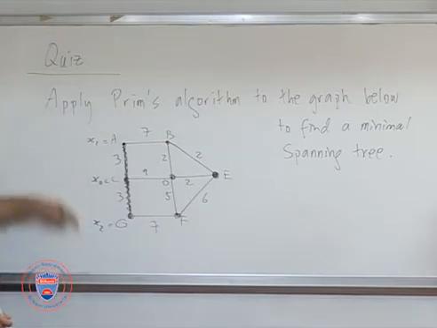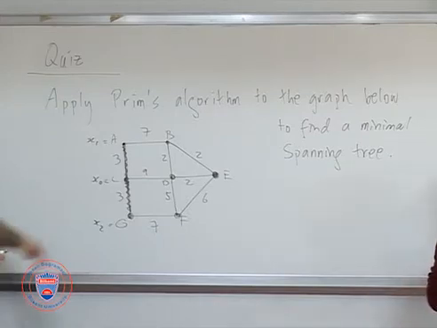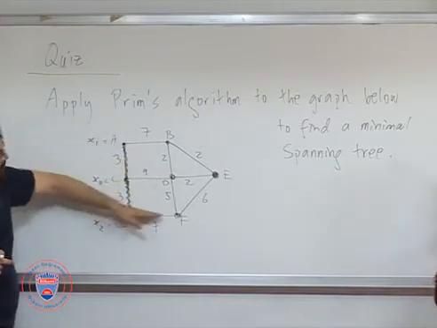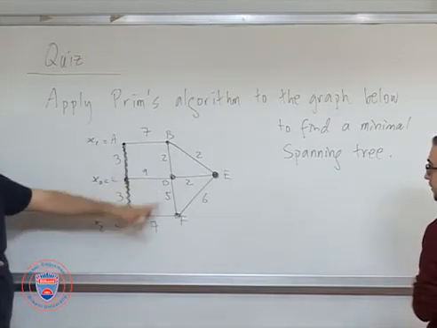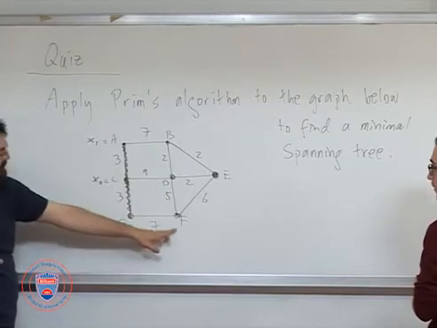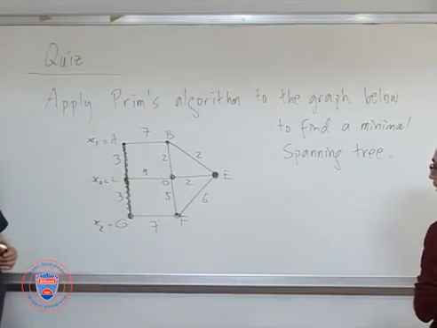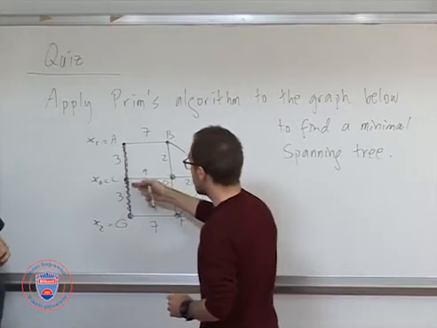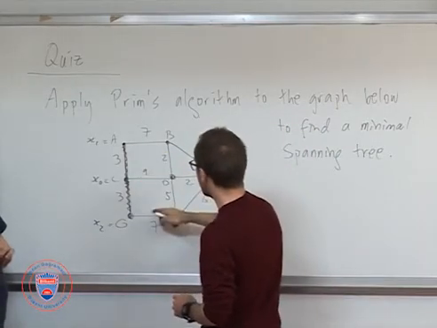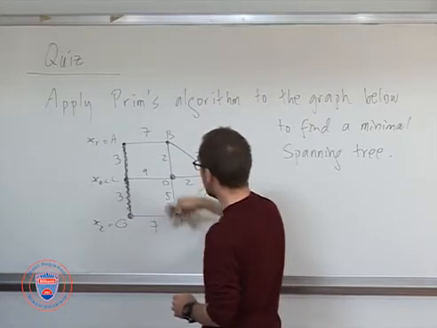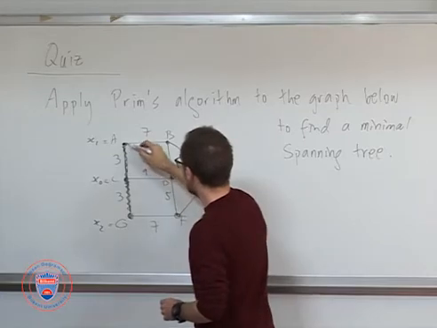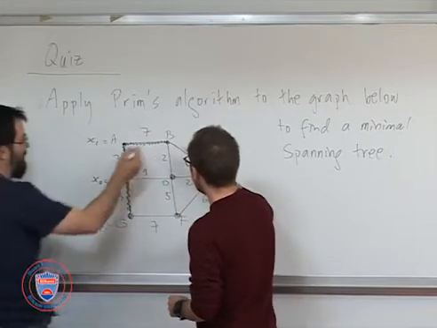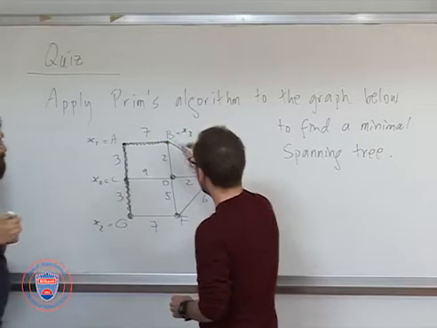Once you choose x2, x1, and x0, then you're looking at possible ways to connect this to the rest of the graph. So this becomes your y0, y1, and this becomes your y2. After choosing these vertices, now we have three possible edges, and we choose the minimum cost, which is this one or this one. It doesn't matter, they are equal. I choose that one. So this becomes naturally your x3.